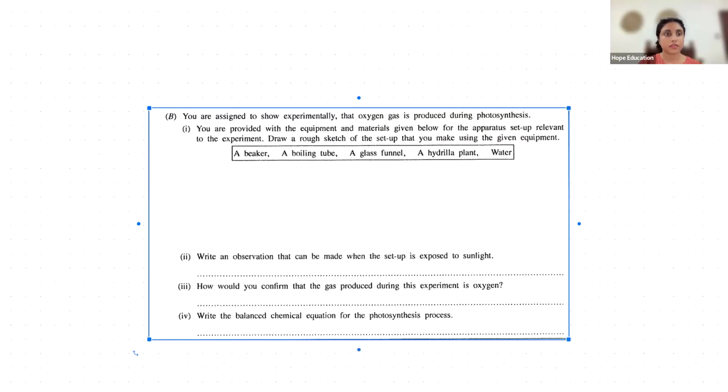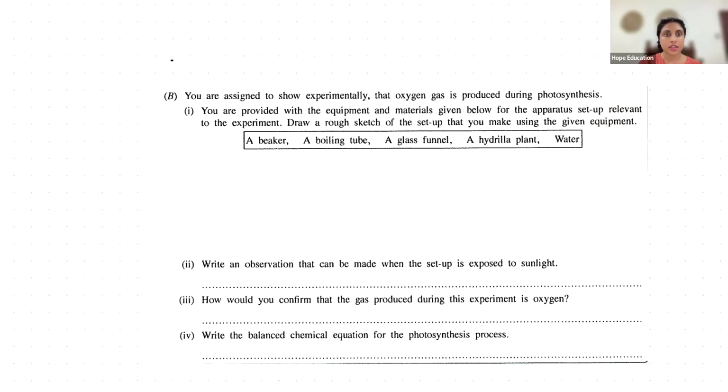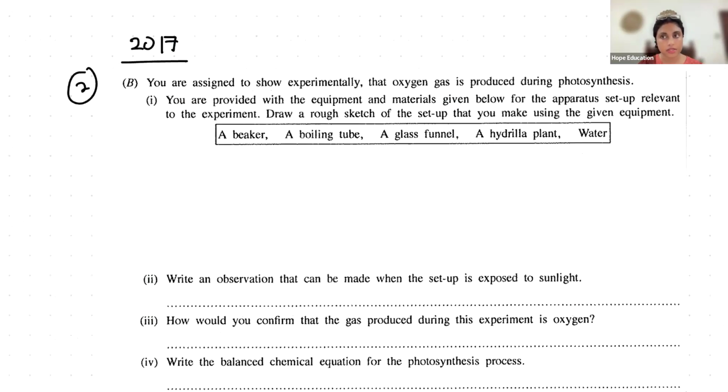So that is a photosynthesis question, 2017 second decade B. Second question, part B. Okay, we'll discuss. You are assigned to show, because this was homework, you are assigned to show experimentally that oxygen gas is produced during photosynthesis.